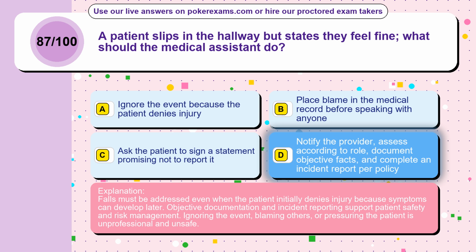Objective documentation and incident reporting support patient safety and risk management. Ignoring the event, blaming others, or pressuring the patient is unprofessional and unsafe.